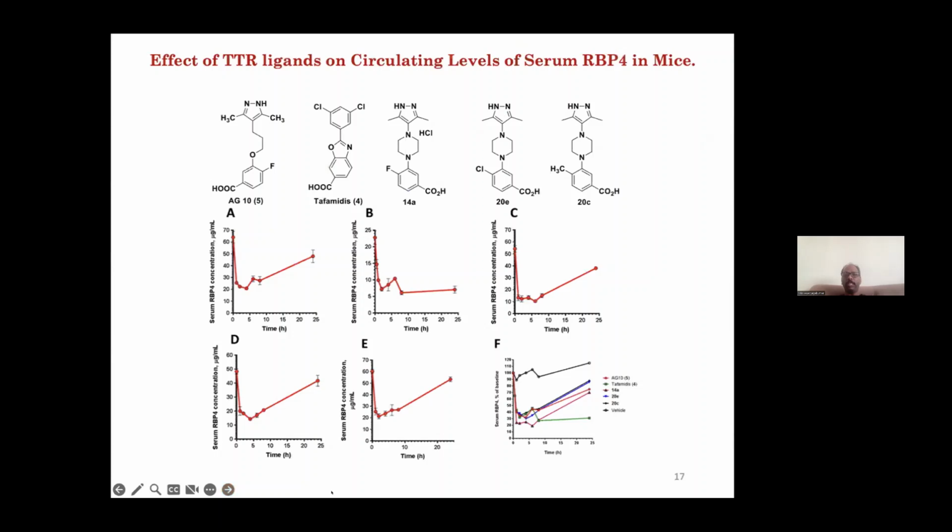So here we can see the graph F. This graph F is the combination of all these A, B, C, D, E graphs actually. Here we can see with the AG10, the red colored lines, there is a decrease in the concentration of the serum RBP4 level. And the same goes with the tafamidis as well. So 14A, our compound, was also able to decrease the serum RBP4 level concentration.